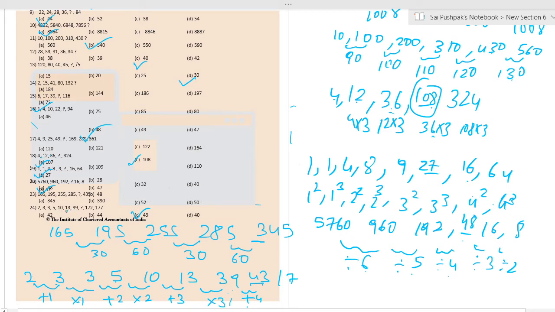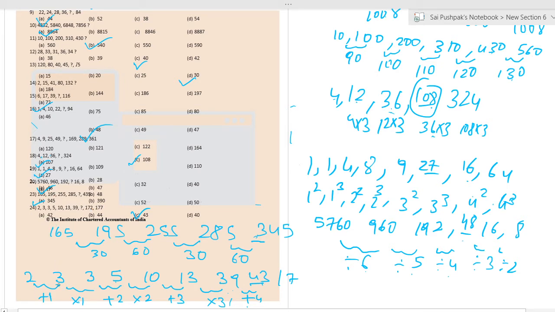Okay. Next one, 165, 195, 255, 285, dash, 435. So if you see, the differences here are 30, 60, 30, 60. So there's a pattern in the differences: 30, 60, 30, 60. So the next number will be 345 only. 285 plus 60 will be 345.